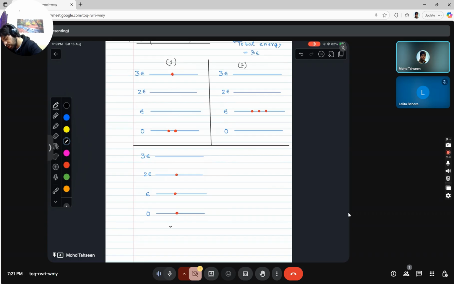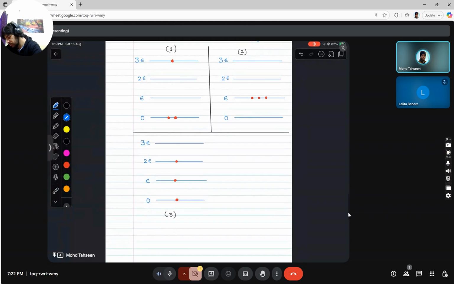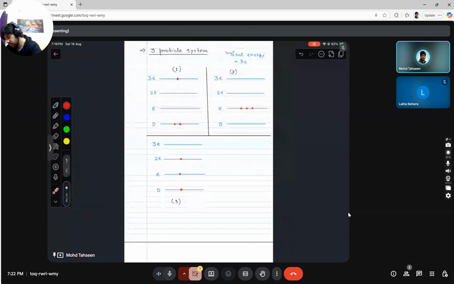They all correspond to the same macrostate, right? The macrostate is a state of 3 particles with a total energy of 3 epsilon. That is the macrostate. The microstate concerns how these are distributed within the allowable energy levels, right? So what is the number of ways in which we can construct this first microstate?